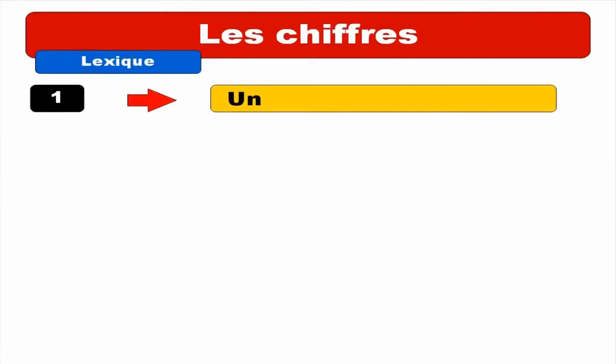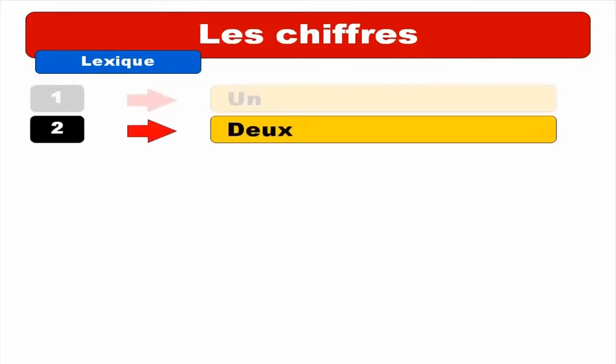So, un. Repeat. Un. Okay, it's quite tricky this one because it's nasal, so it's coming in your nose, okay? So it's un. Repeat. Okay, so now deux. Okay, final X is not pronounced. Okay, deux. Repeat.